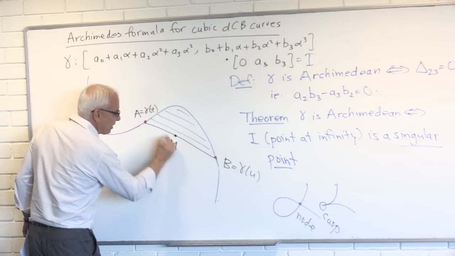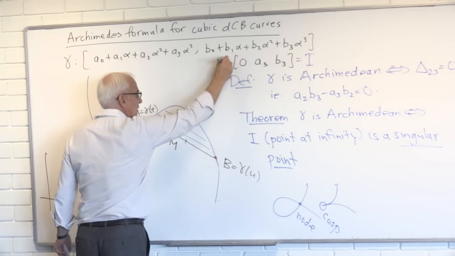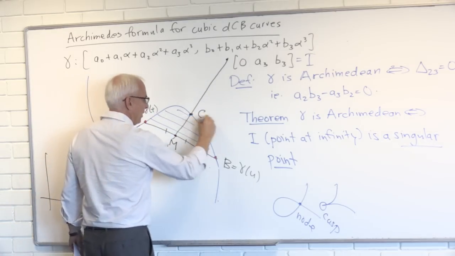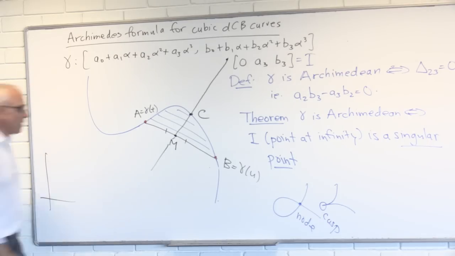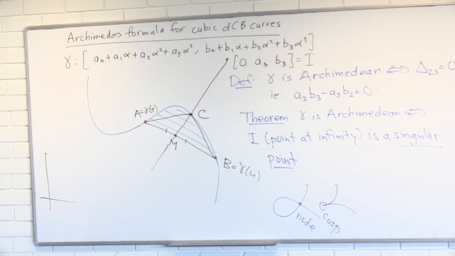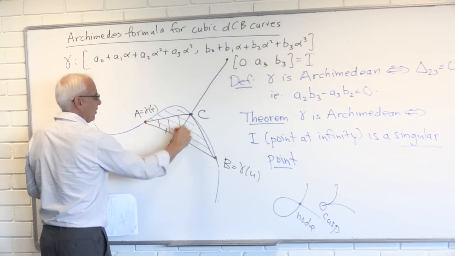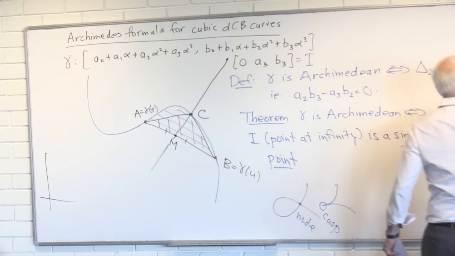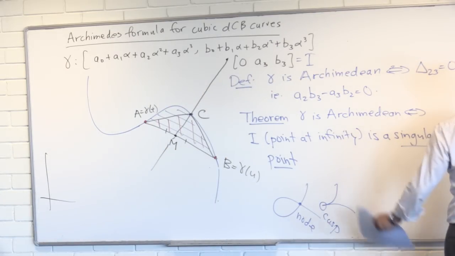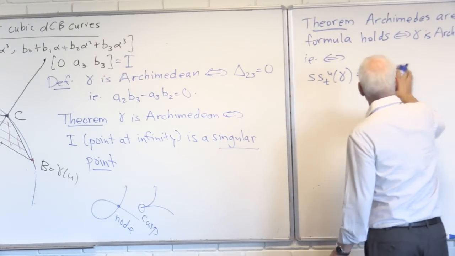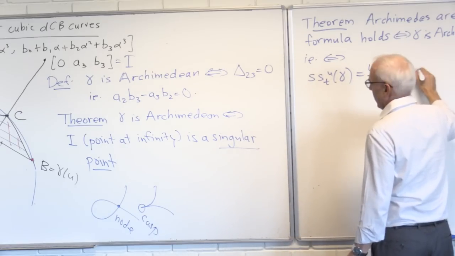So we draw the midpoint of AB, just as we did in the quadratic case. We join the point at infinity with the midpoint, just as we did in the quadratic case, and we see where that other point of intersection is, and we call that C. And then we look at the triangle formed by these three points. So we have the slice of the curve, and we also have the area of the triangle. And the theorem is that Archimedes' area formula holds precisely when gamma is Archimedean, i.e. precisely when the signed slice area from T to U of gamma, in other words, that blue area, is 4/3 of the signed area of the oriented triangle ACB.